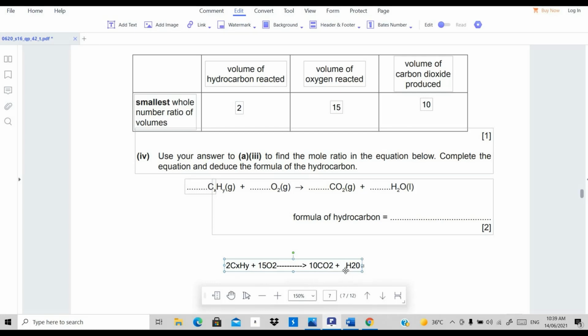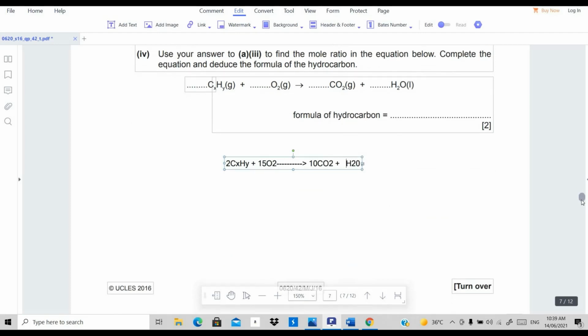Okay, so let me just check how many we need. The trick for this is that we need to know how to balance the equation. So here you can see there are 30 oxygen atoms on the reactant side, and there should also be 30 oxygen atoms on the product side, right? We have 20 oxygen atoms here, and this means we should have 10 oxygen atoms here, right? So our answer we can write as 10.